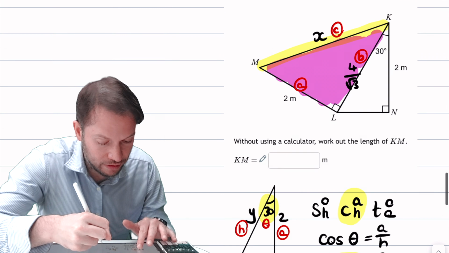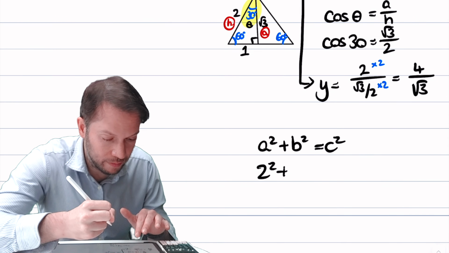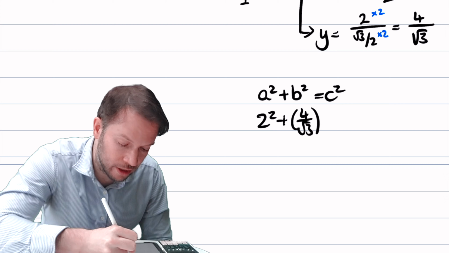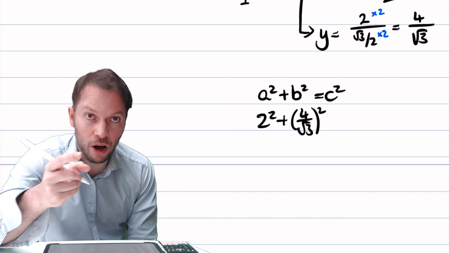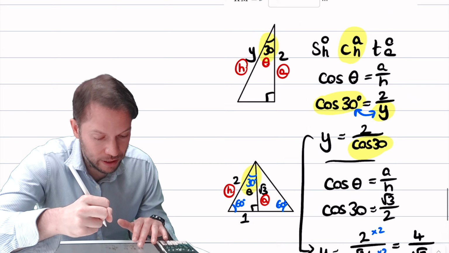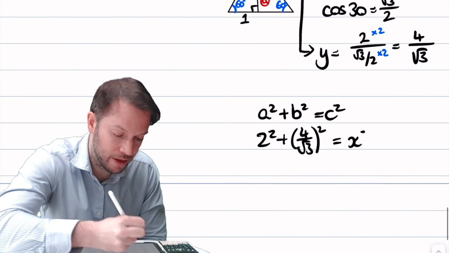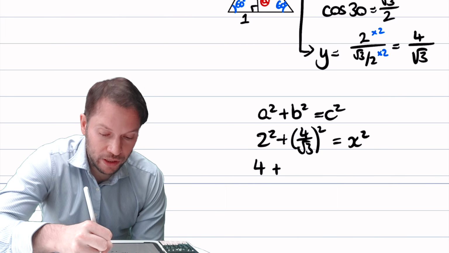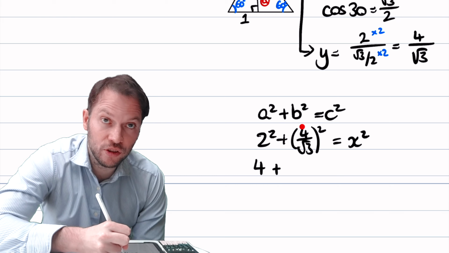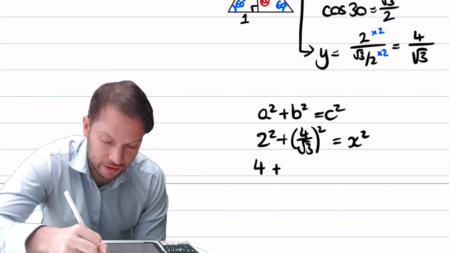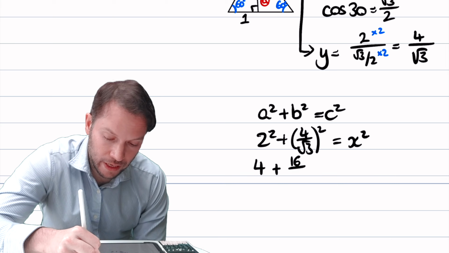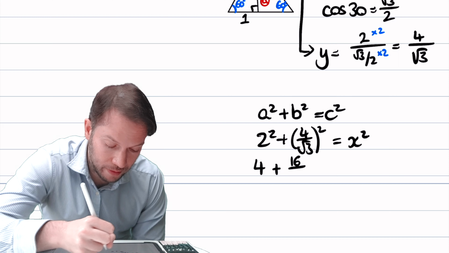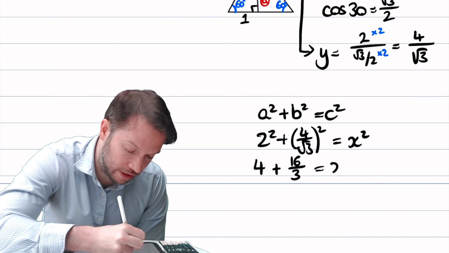So we've got a is 2, so 2 squared, plus the b is 4 over root 3, so 4 over root 3 all squared. Notice my use of brackets there because we want the whole fraction squared, equals c squared. And our c was x, so it's equal to x squared. So let's just simplify this. 2 squared is 4. And when we square this fraction here, we square the top and the bottom. So the 4 squared is 16. And the root 3 squared, well, the squared cancels out the root, so you just get 3. 16 over 3 equals x squared.